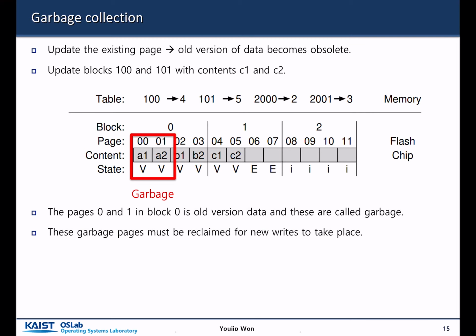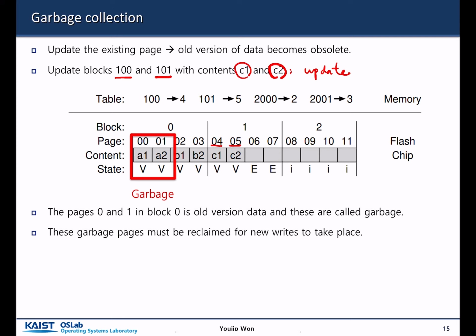Let's consider the situation, the garbage collection. We update block 100 and block 101 with the content C1 and C2. So this is an update. Then because all the blocks are written in an append-only manner, the new contents for block 100 and block 101 will be written to the new blocks, block 04 and block 05.